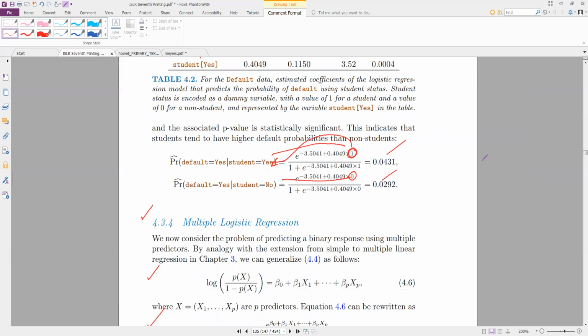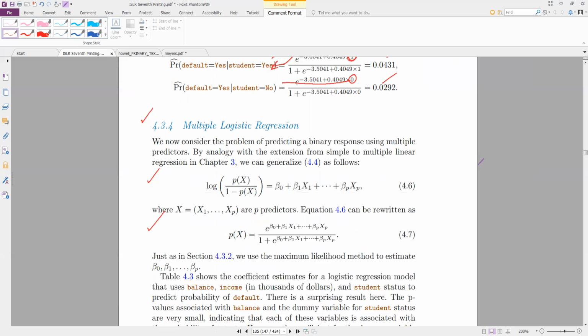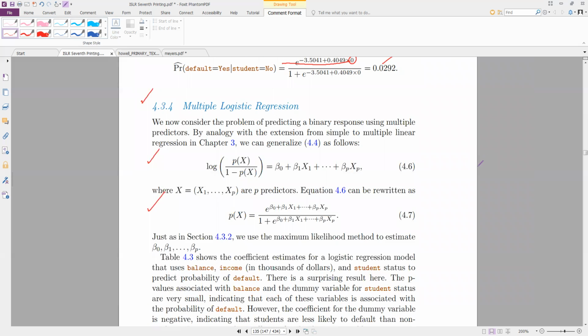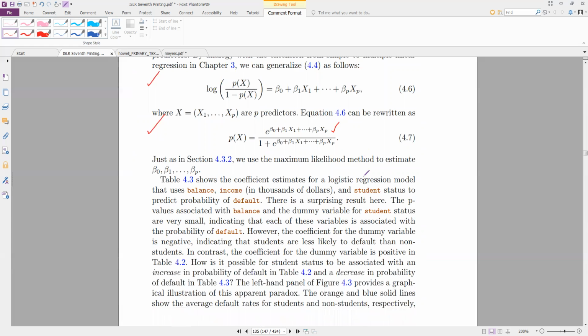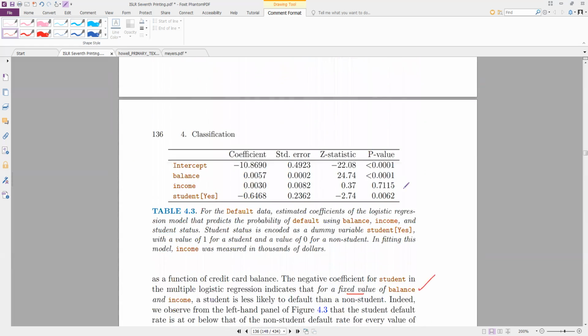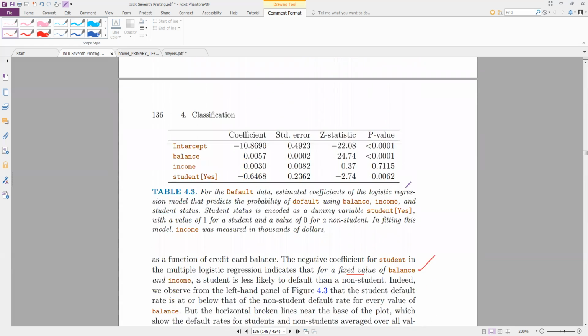We can also do multiple logistic regression. We have several predictors, but the idea is the same. Take the log of the odds and get your linear equation. We can rewrite it like this, as we did just above, and we can get all of our coefficients in here. So remember, the response variable is binary, and these are our predictors. We have balance, income, and then student, yes versus no.